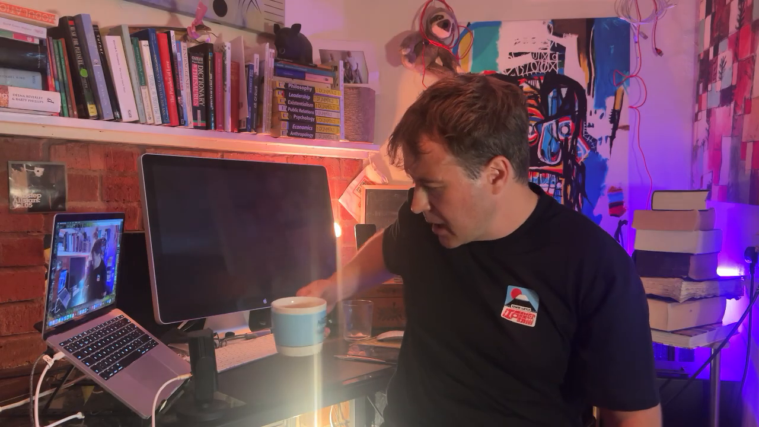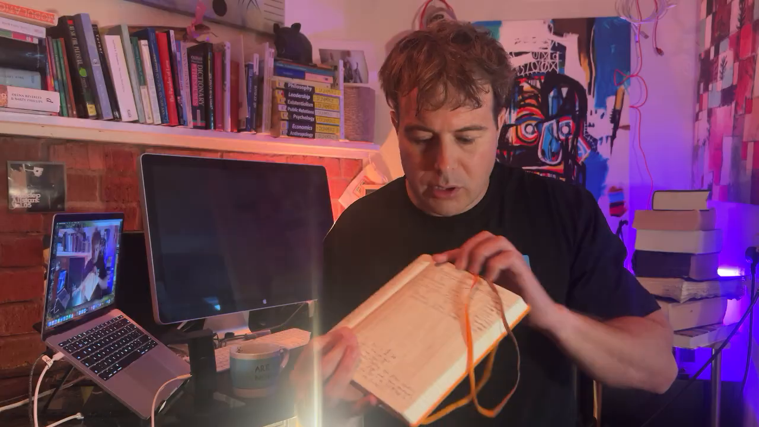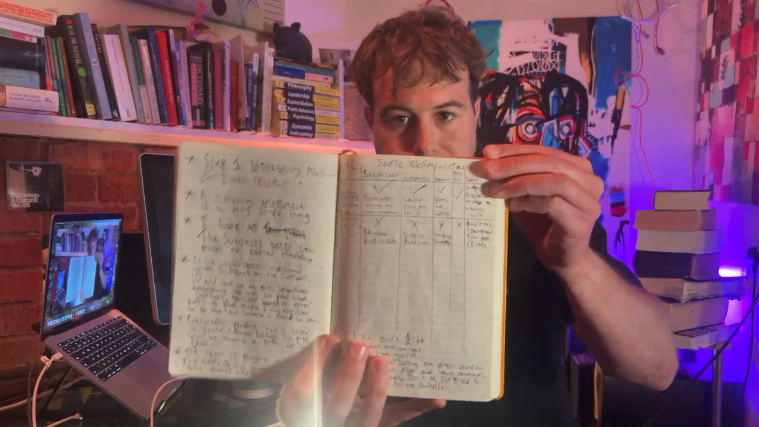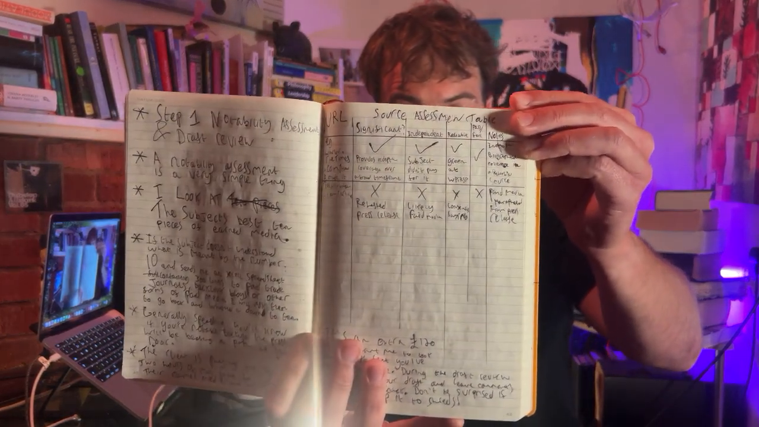Wikipedia uses a tool called the source assessment table to assess sources to see if they can be used to support notability. So here I have drawn in my notebook a little sketch of the source assessment table.